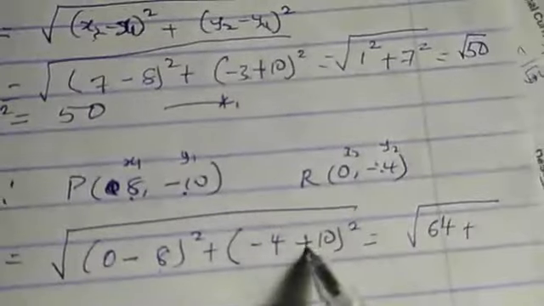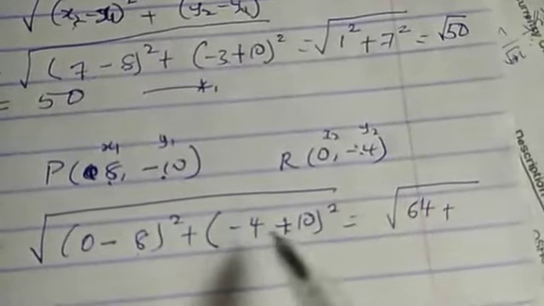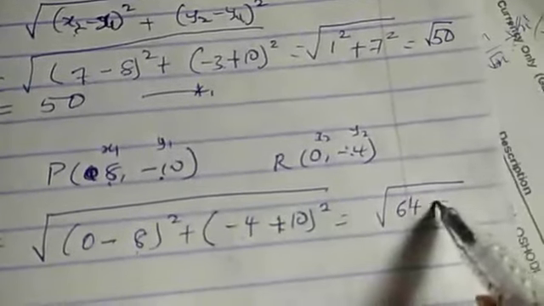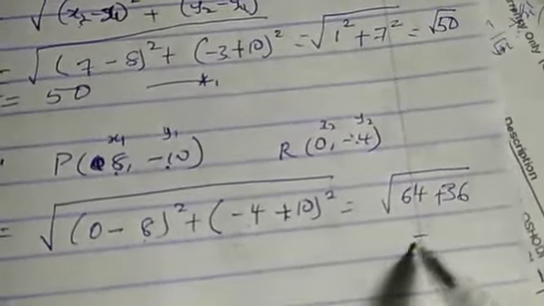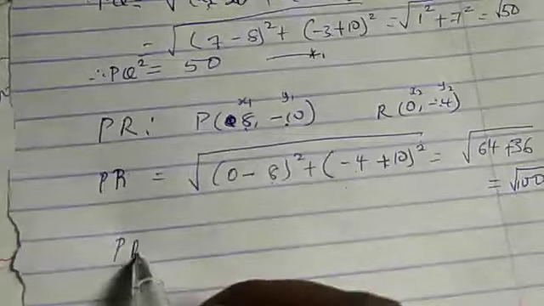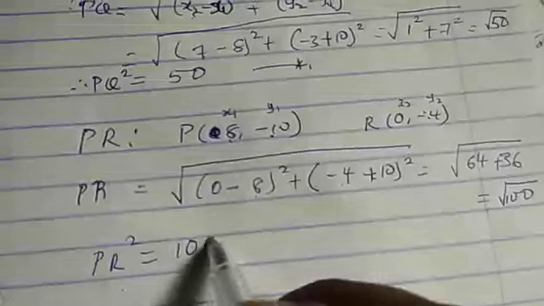While this is minus 6 squared, that is 36. Plus 6 squared, that is 36. Everything there is square root of 100. So I can now finalize that PR squared is equal to 100. So let me say it's star 2. I have paired PQ, PR.